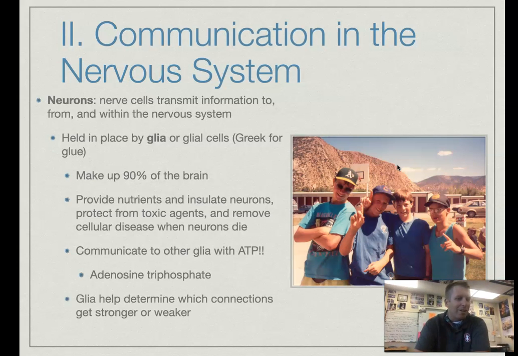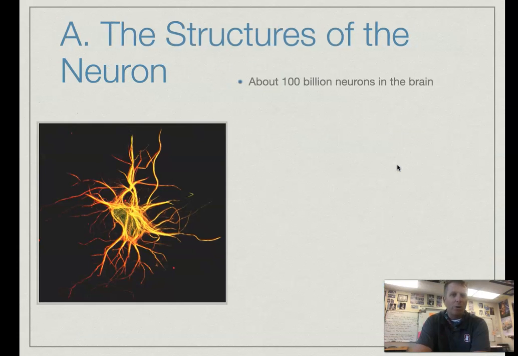Glia help determine which connections get stronger and get weaker. So every time you learn something, your brain structure changes. It changes the structure of your brain, and your glial cells do that. It is vital in learning, it's vital in memory, and all that good stuff, which is why you're here. You're here to learn. So you have about 100 billion neurons in your brain.